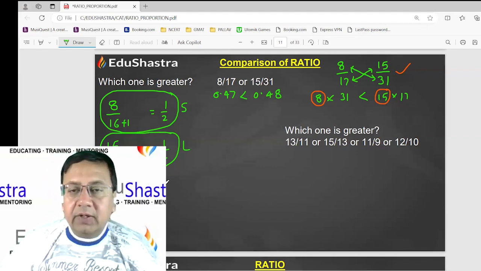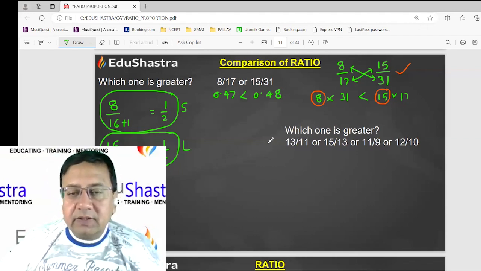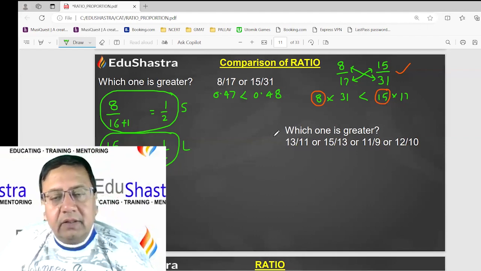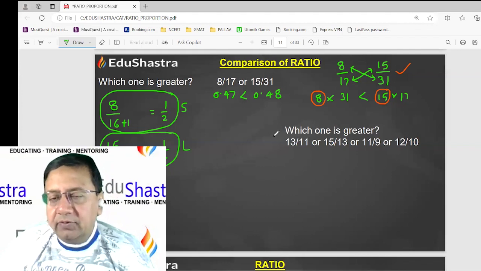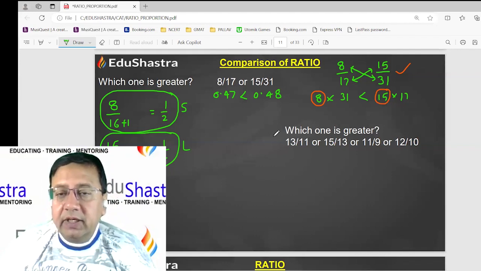Okay? Now come to this second question. 13 by 11, 15 by 13, 11 by 9, 12 by 10. Which one out of these four fractions is the greatest?